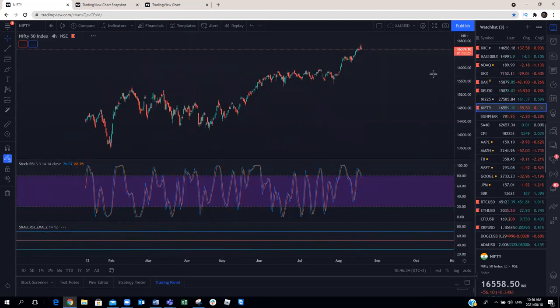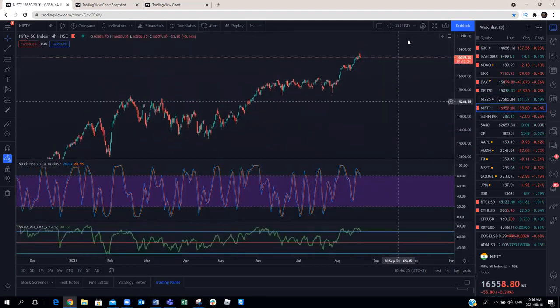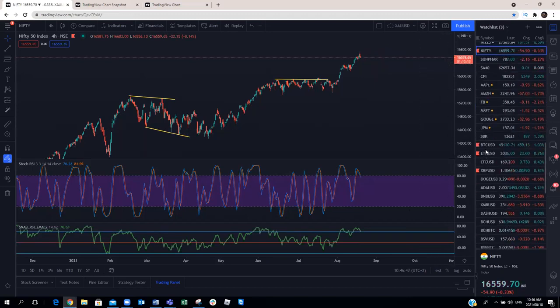Nifty, are we finally going to get a pullback here? We should get a bit of a deeper pullback of like a 4-hour correction here and more upside on the Nifty. Let's go to the cryptocurrencies.